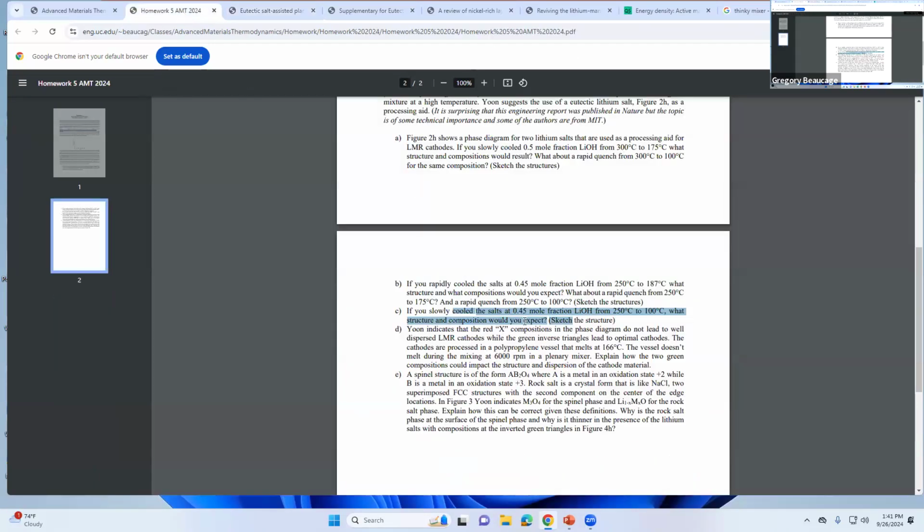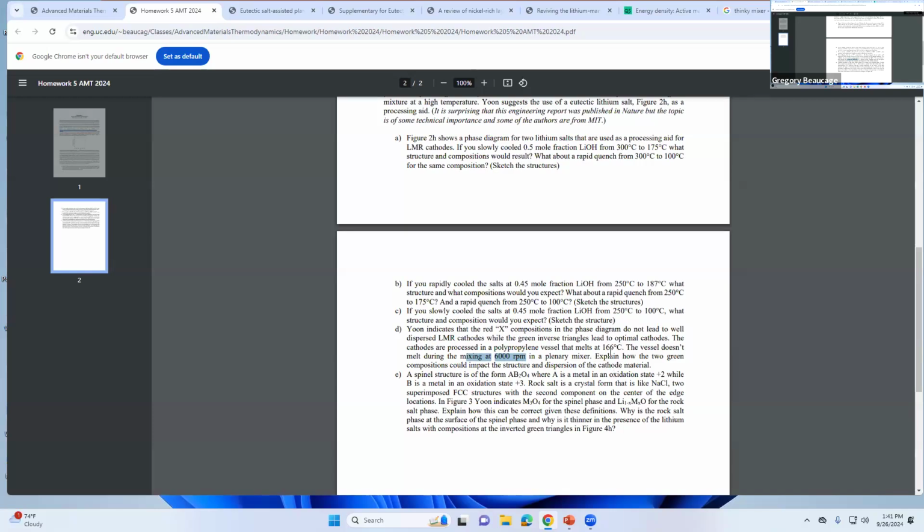Then there's a bunch of these to play around with. Those ABC are playing around with those things. Then he indicates that the X doesn't lead to good things, the red X and the upside down triangle, while the green ones do. Then the thing melts at 166. The vessel doesn't melt during mixing. So how does that work?